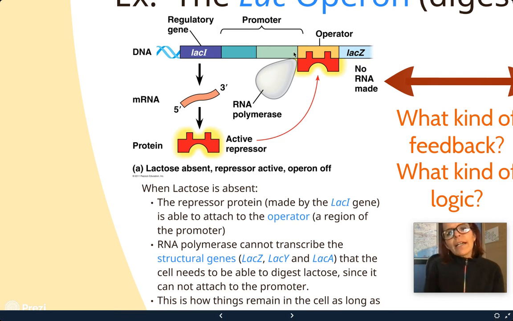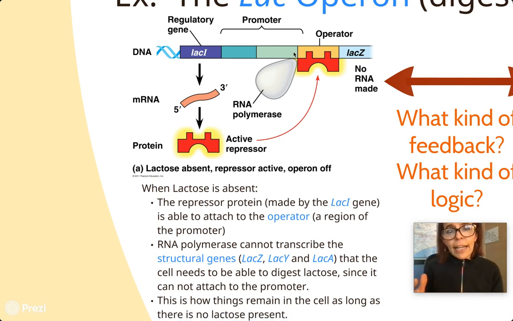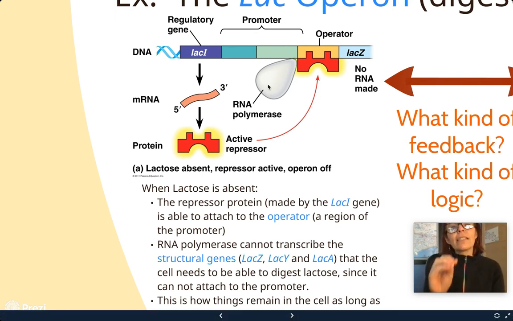So the promoter is the area on the DNA that promotes transcription. It tells the RNA polymerase, this is the beginning of the gene.